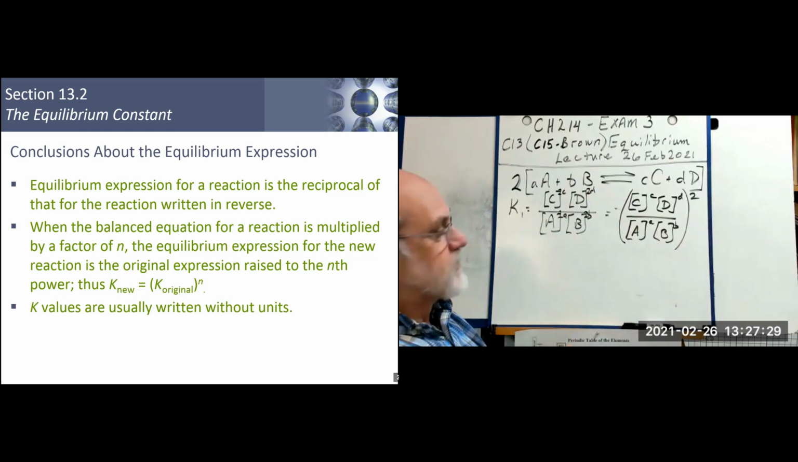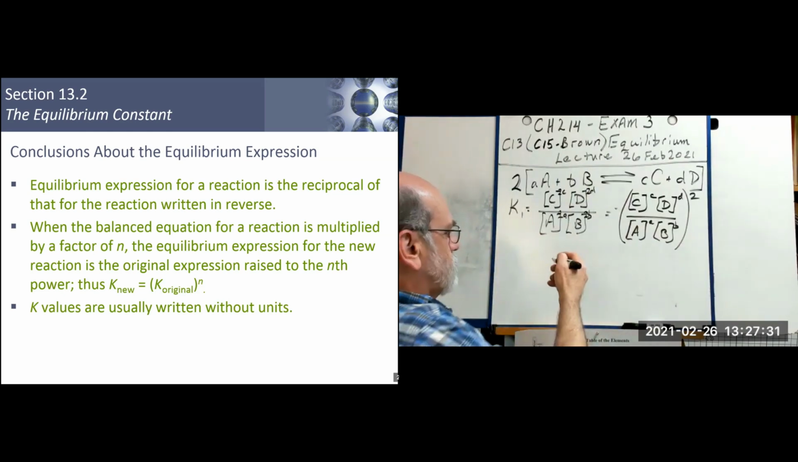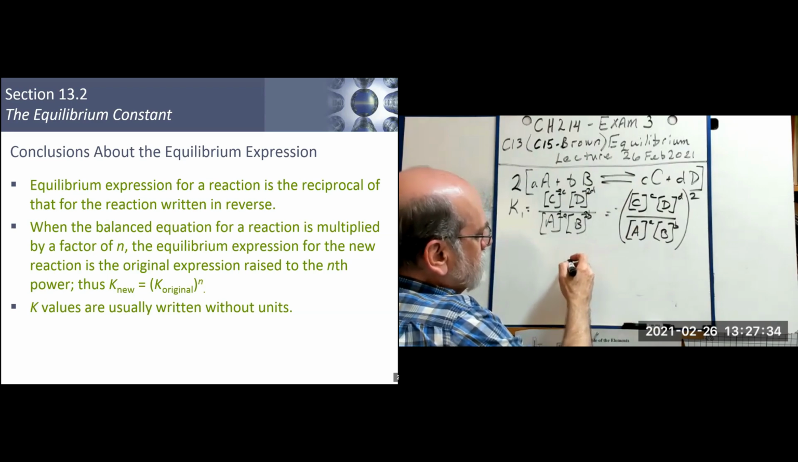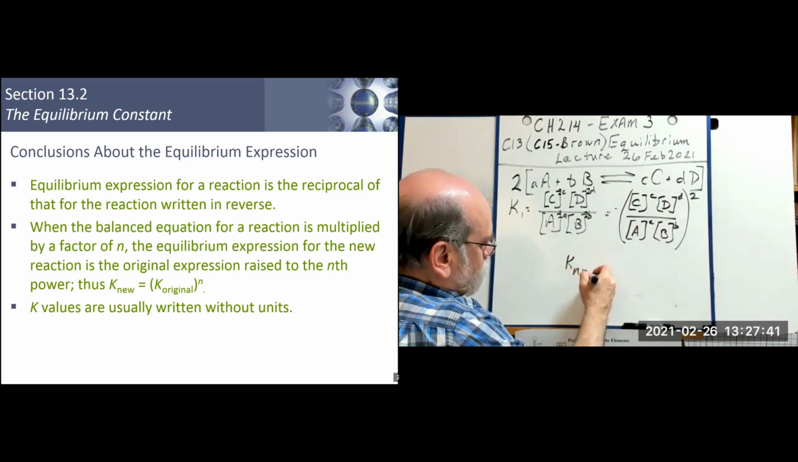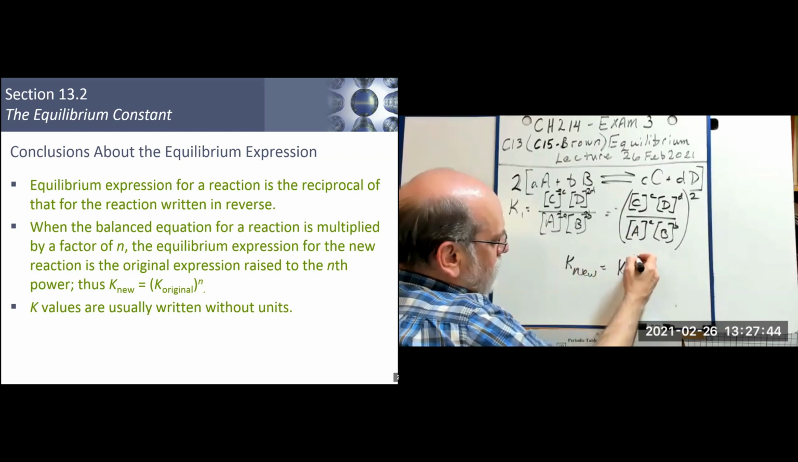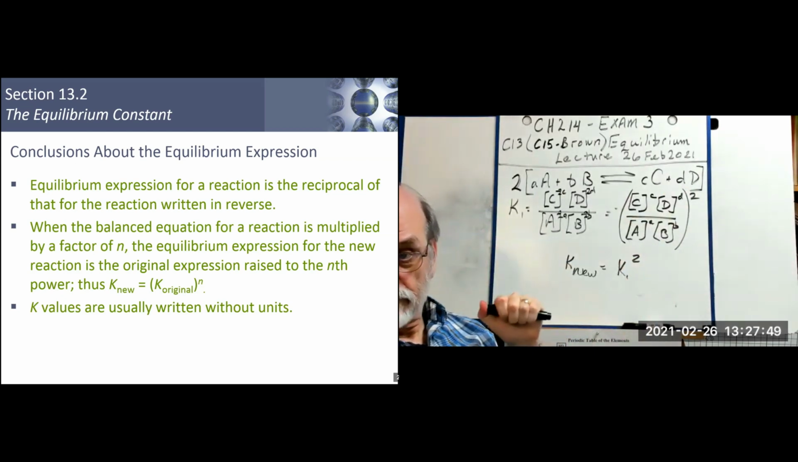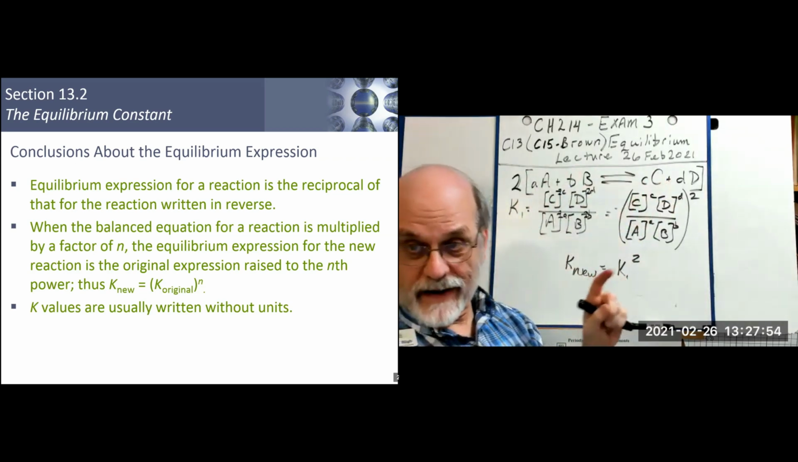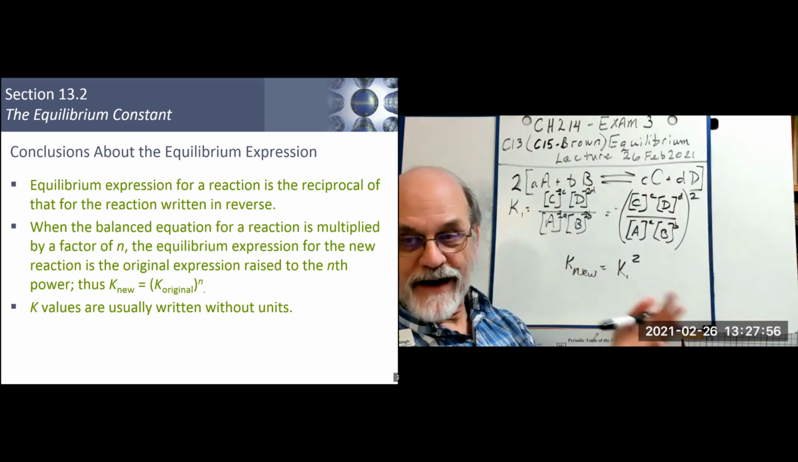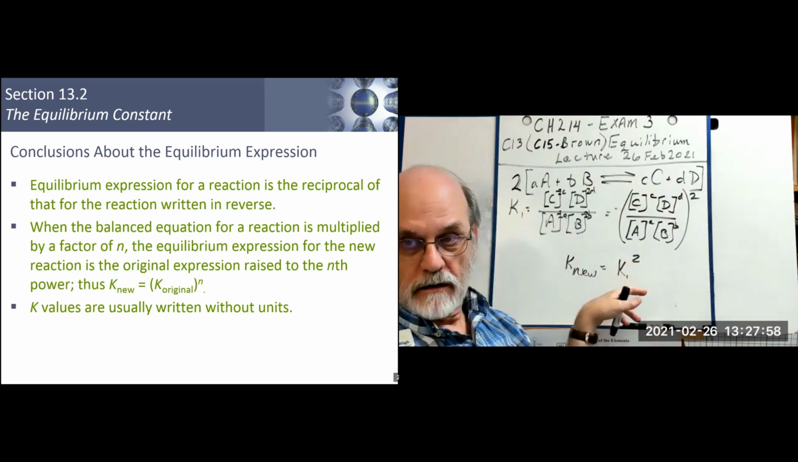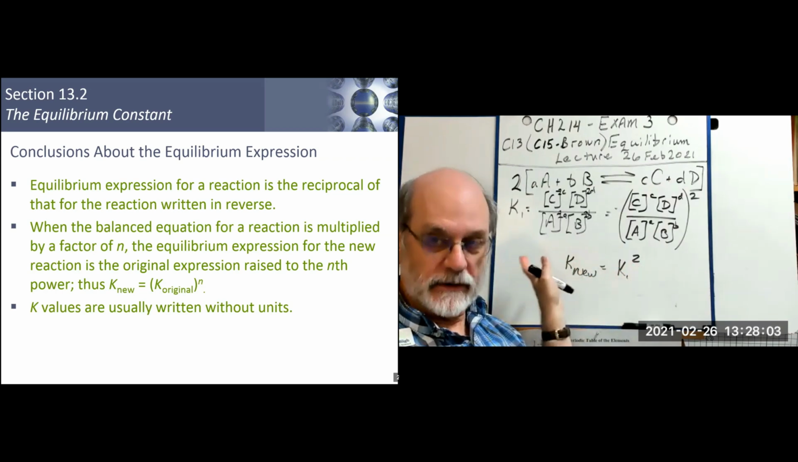Okay? So the new K value is going to be the new K is the old K to that power. Okay? So if you have to multiply the equation through by a factor, then that factor becomes the power that you apply to the old K value to get the new one.